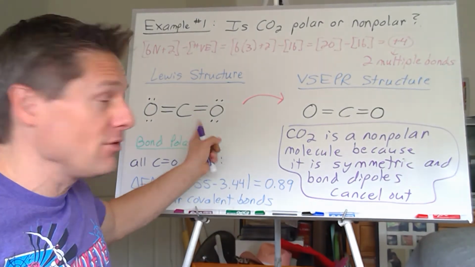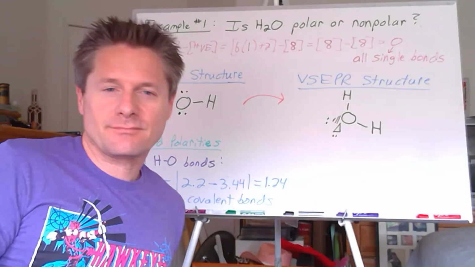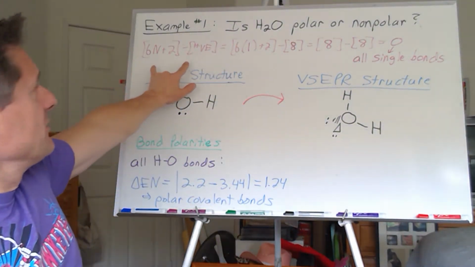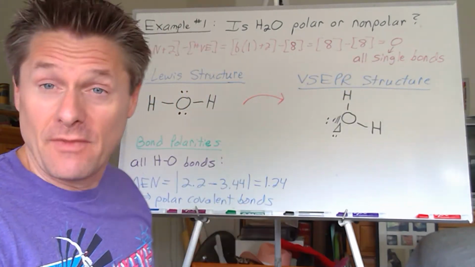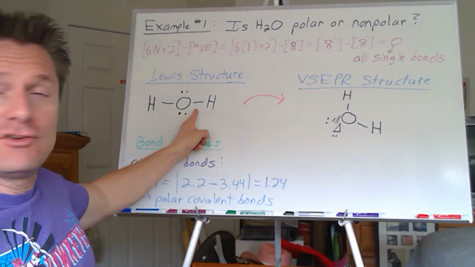Let's do water, your prototypical polar molecule, even though it won't look like it from the Lewis structure. Don't use the Lewis structure to look at symmetry. Use the VSEPR structure. All right, hopefully you did water ahead of time. Take your 6n plus 2 minus number of valence electrons. 8 minus 8 is 0. We've done this before. It's all single bonds. Don't have to worry about expanded octets, all that fun stuff. So there's your Lewis structure.